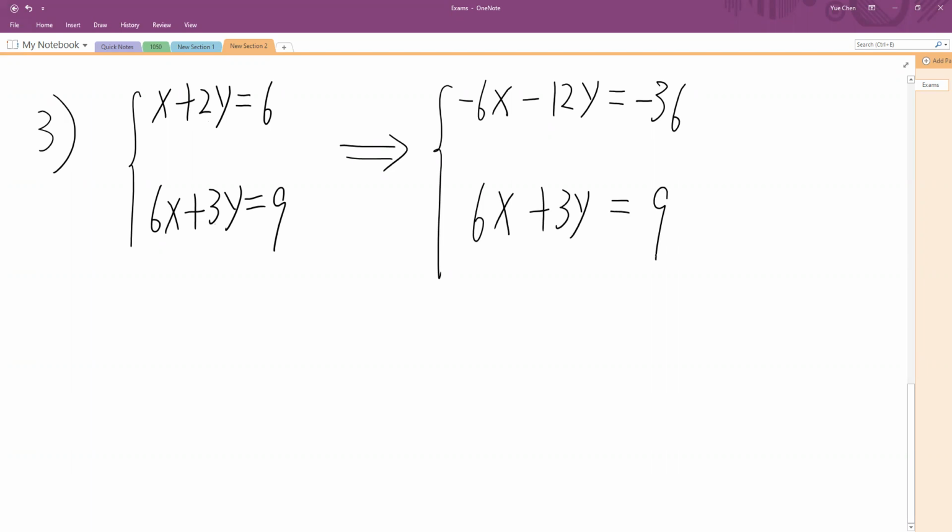Okay, so now we can eliminate the x, right? We add these two equations up, add them up.